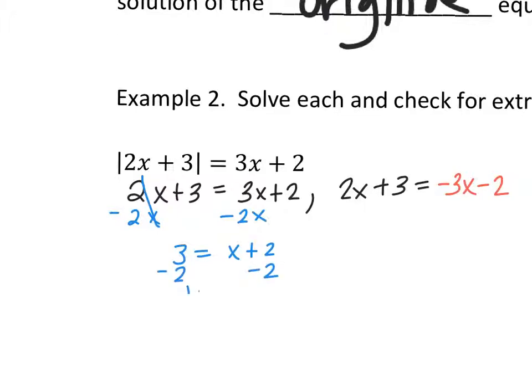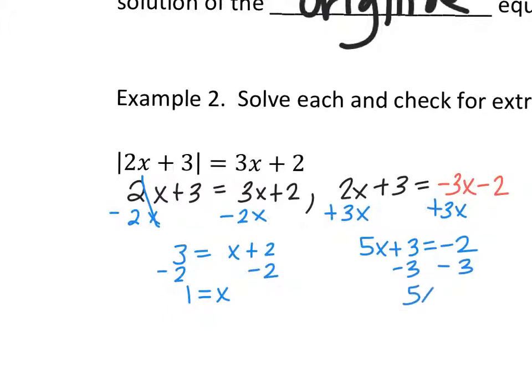Subtract 2 from each side, and I'll have x equals 1. And if I solve the right-hand side, I'm going to add 3x to each side. So I get 5x plus 3 equals negative 2. Subtract 3 from each side. 5x equals negative 5, x equals negative 1. So I have two answers, 1 and negative 1.